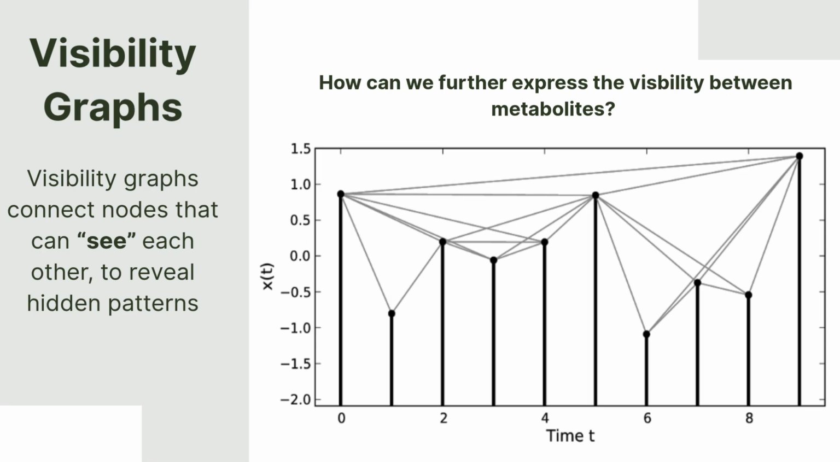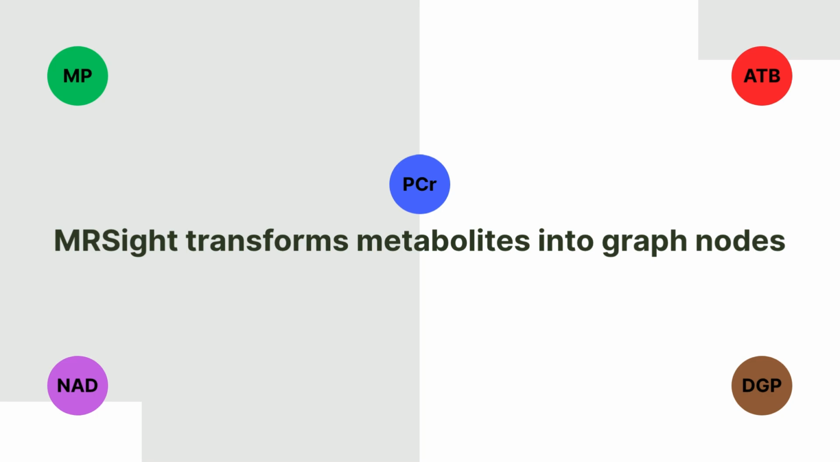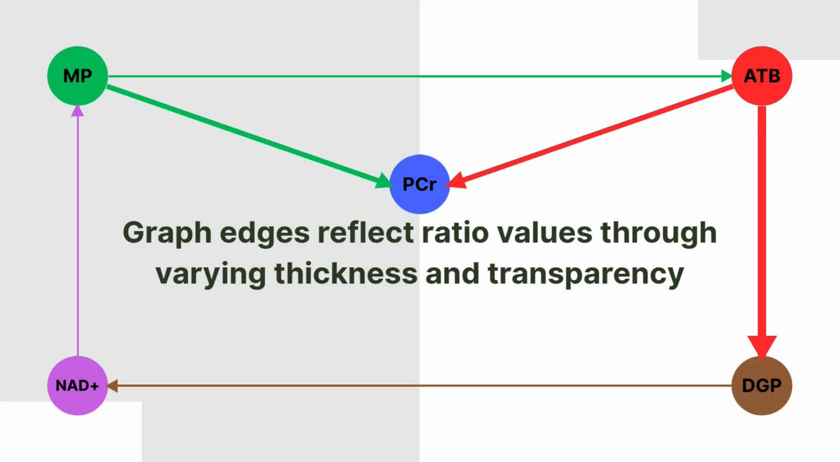Visibility graphs connect nodes that can see each other to reveal hidden patterns in series signals. So, how can we further express the visibility between metabolites? MRSight transforms metabolites into graph nodes of different colors. Metabolite ratios are shown as graph edges with visual encoding. Thickness and transparency correspond to ratio values.